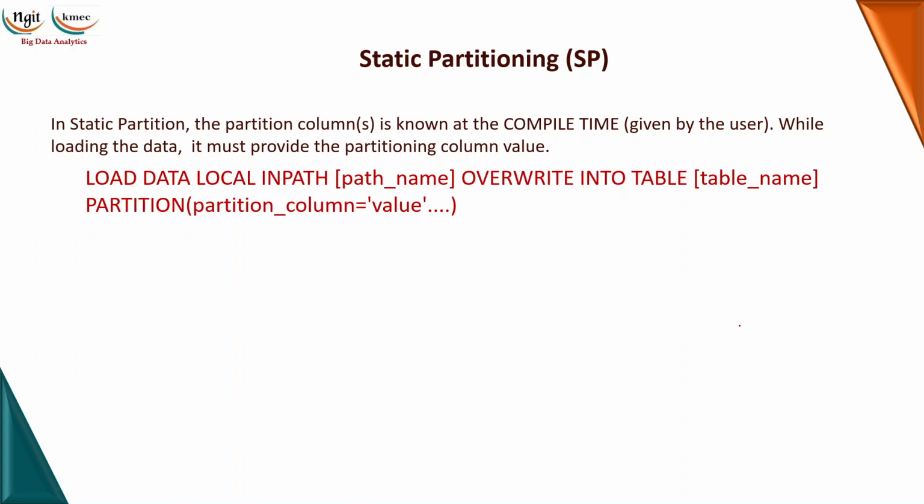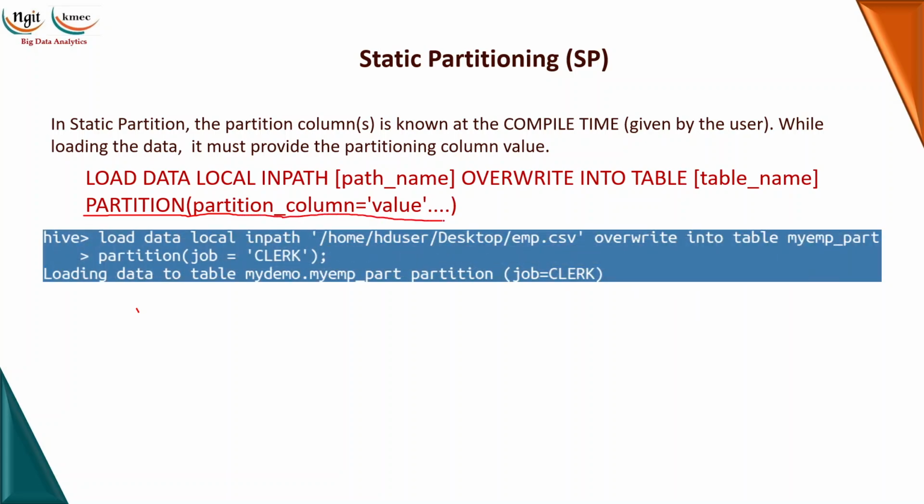Load data local inpath of, you can give that, and then you have to mention the partition, in which partition you want to load this data. So you give load data local inpath of, you can give that, overwrite, and so on. And then partition of job equal to clerk. Into that particular partition, the data will be stored.